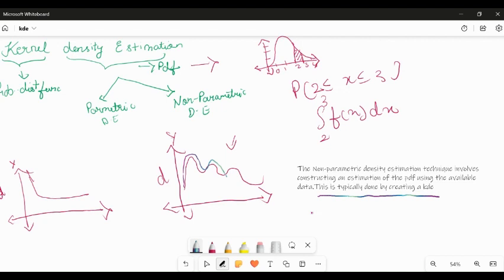But KDE is nothing but a non-parametric method to estimate the PDF of a random variable based on kernels as weights. So based on kernels is what we are going to discuss over here. Now I'll explain it practically, and after that we will move to the code.